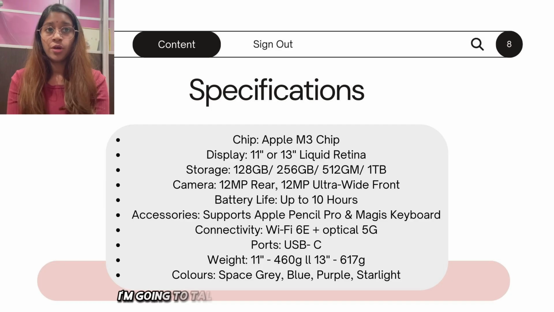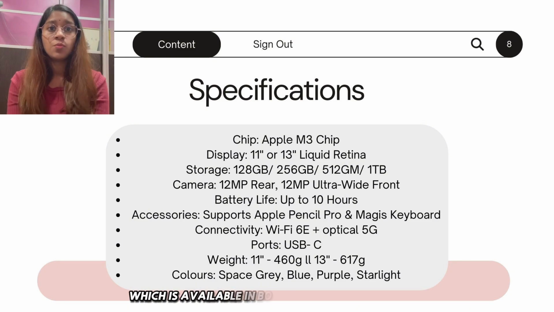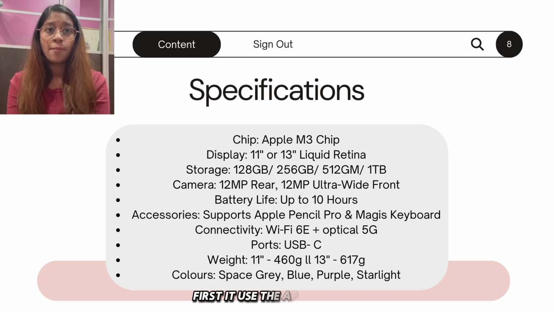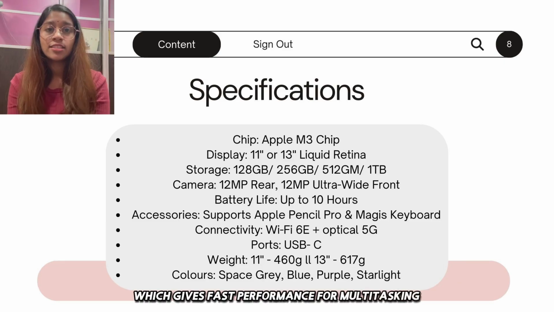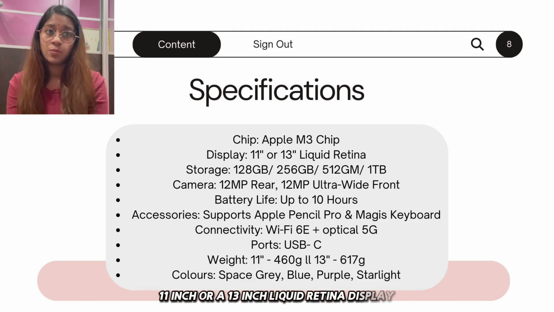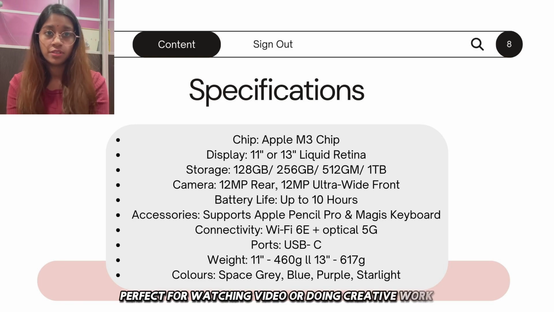Now I'm going to talk about the specification of the iPad Air, which is available in both 11-inch and 13-inch sizes. First, it uses the Apple M2 chip, which gives fast performance for multitasking, studies, design and even light video editing. Next is the display. It comes with either an 11-inch or a 13-inch Liquid Retina display, which gives sharp visuals and bright colors, perfect for watching video or doing creative work.